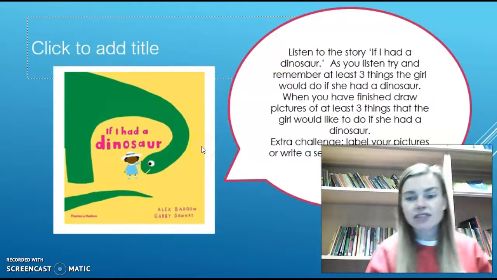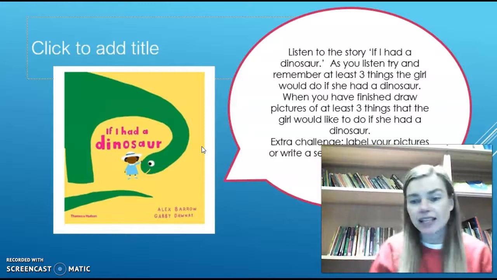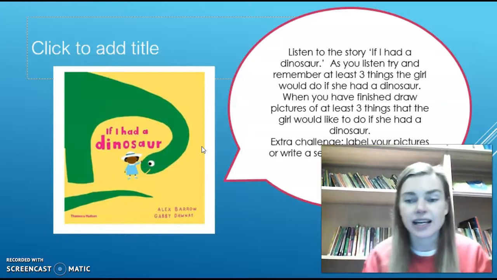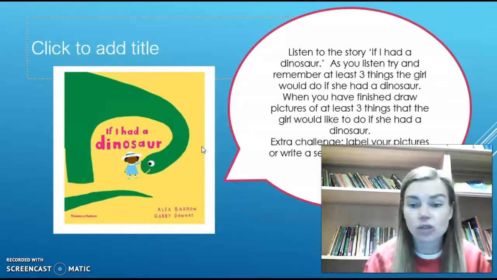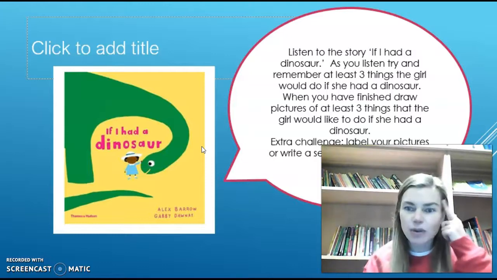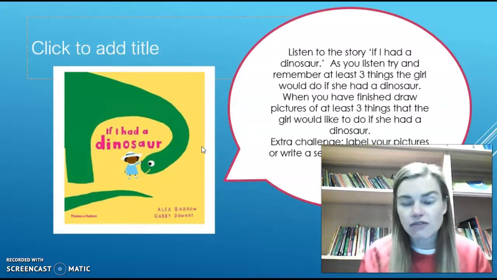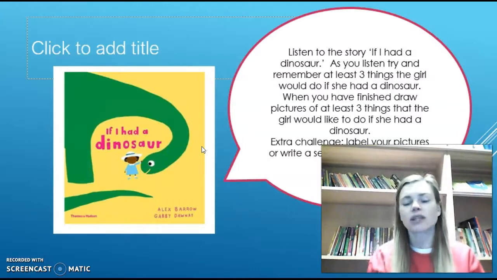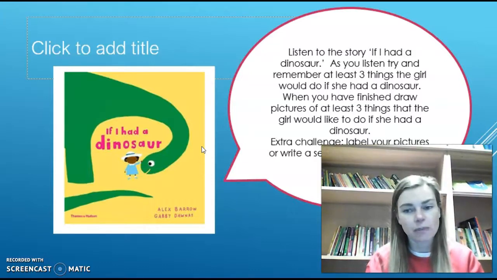Right, your challenge today, reception class, is to have a listen to the story If I Had a Dinosaur. As you are listening to the story, I want you to try and remember 3 of the different things that the girl says she would like to do if she had a dinosaur. Then, after you have finished, I would like you to draw a picture of those 3 things.